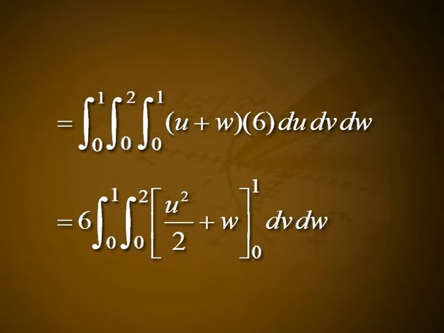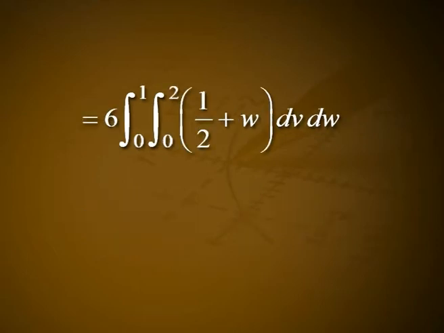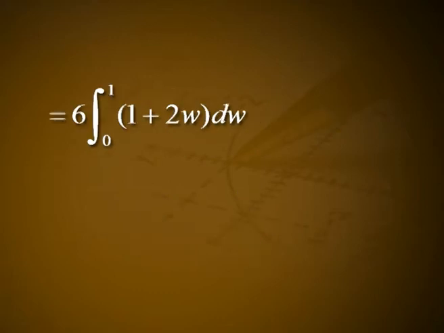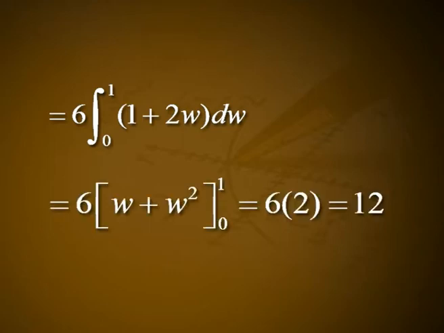that is 6 times the integral from 0 to 1, the integral from 0 to 2, of (u²/2 + uw) over the limit 0 to 1 dv dw, which is equal to 6 times the integral from 0 to 1, the integral from 0 to 2, of (1/2 + w) dv dw, which is equal to 6 times the integral from 0 to 1 of (v/2 + vw) over the limit 0 to 2 dw, that is 6 times the integral from 0 to 1 of (1 + 2w) dw, which is equal to 6 times (w + w²) over the limits 0 to 1, which is equal to 6 into 2, that is equal to 12.